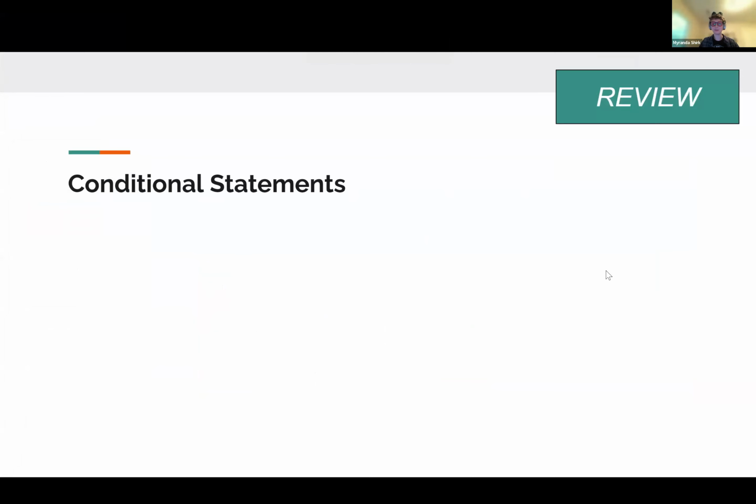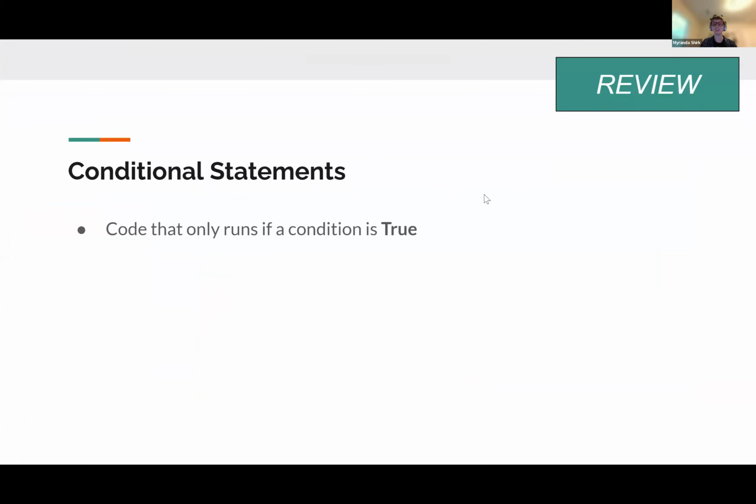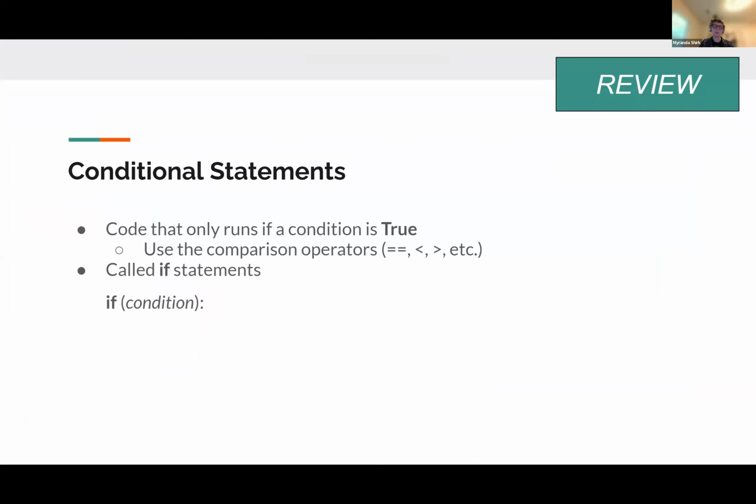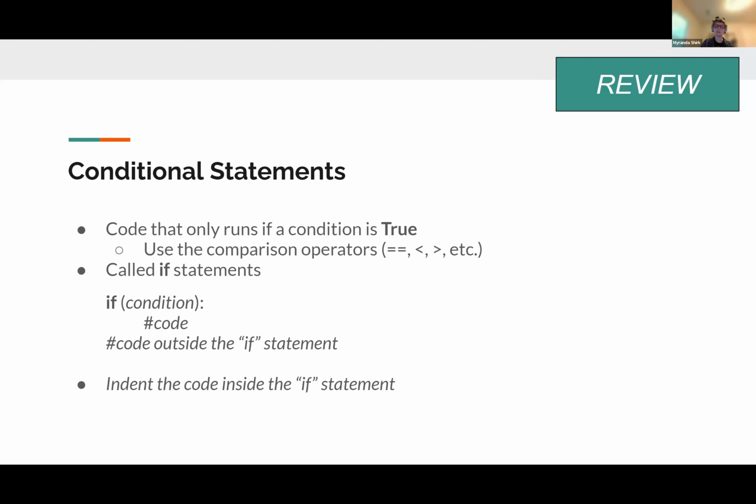Okay, so just as a review, we have these conditional statements, and this is code that will only run if a condition is true. So we use these comparison operators like equal equal, less than, greater than, less than or equal to, stuff like that. And these are called if statements. So we have if, a condition, and then a colon. Don't forget the colon, and then we indent and have our code that runs if that condition is true. And then the code outside the if statement is not indented anymore.